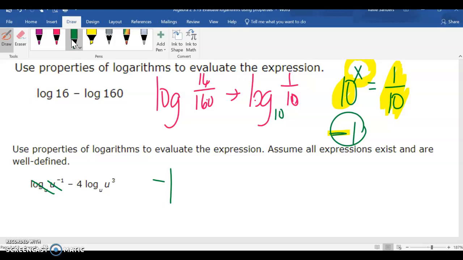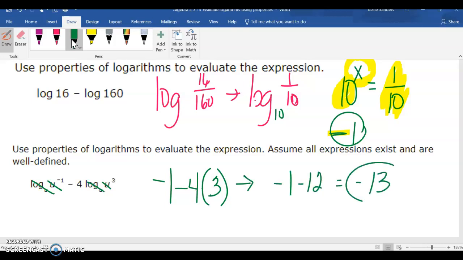Now, I'm going to do this one a little bit differently than the other one because that's why I said there was a couple ways that you could do it, and I'm going to show you this way on this one. The minus 4 can stay where it's at, and the 3 can come down, but if the 3 comes down, it must be multiplied with a negative 4 because the 4 is with that log. So this is going to be negative 1 minus 12, which is negative 13.